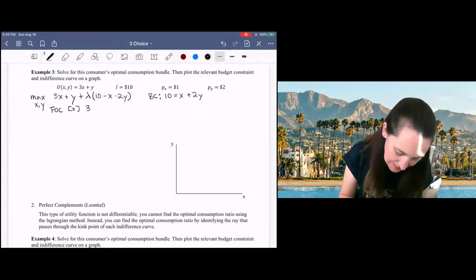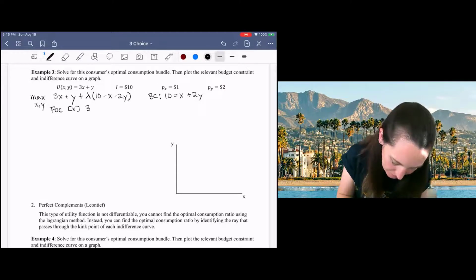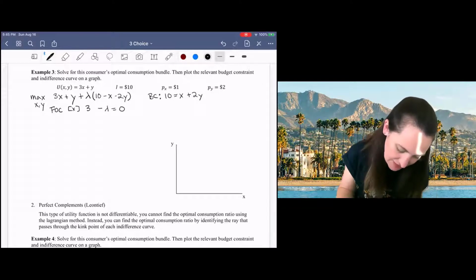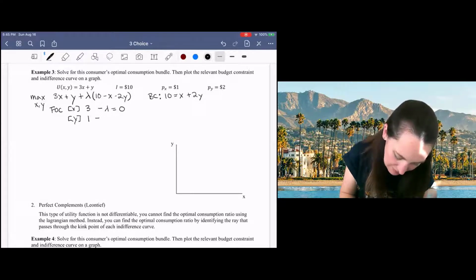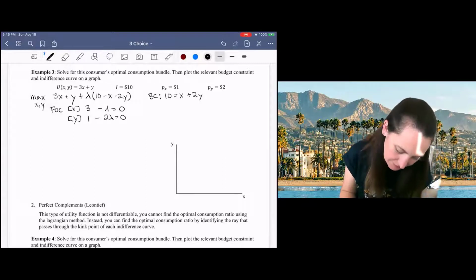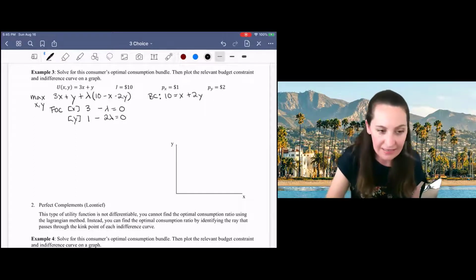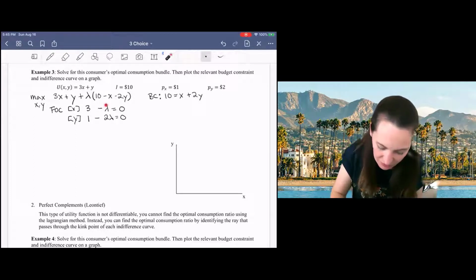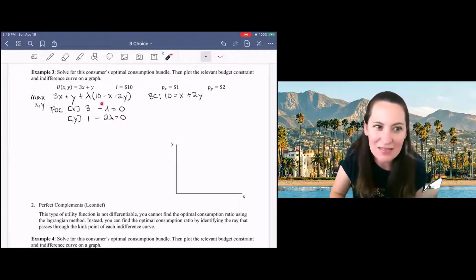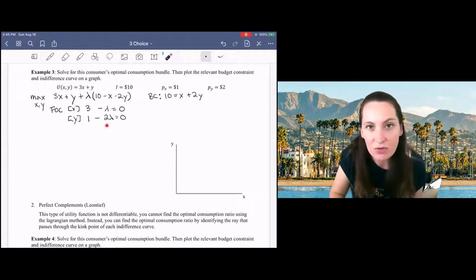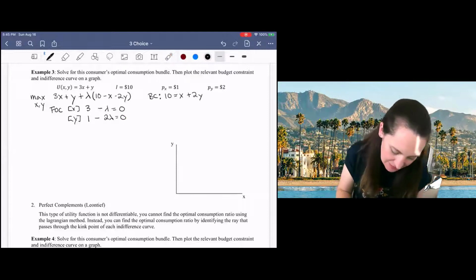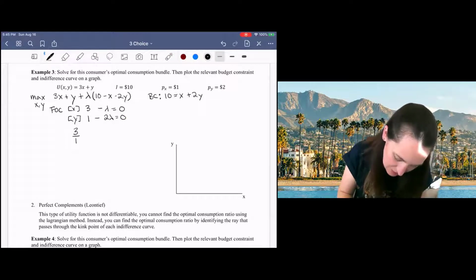So the derivative with respect to x is 3, and then we've got minus lambda. So we set that equal to 0. With respect to y, we've got 1 minus 2 lambda equals 0. Again, what we want to do is combine these by dividing. I always just imagine I've moved my lambdas over to the other side, because they're always negative, so it's pretty easy to imagine moving them over. And then dividing, I get my marginal rate of substitution equals my price ratio.